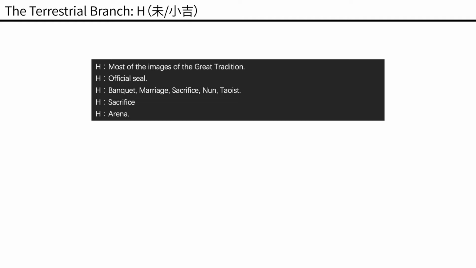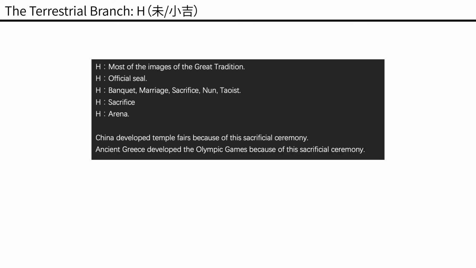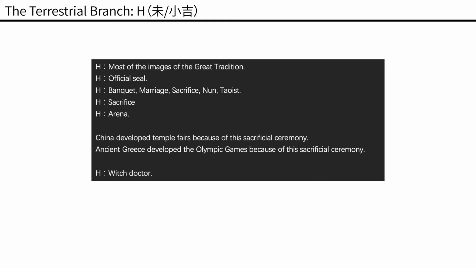Because H represents sacrifice, the ancient way of sacrifice was that people competed in front of a statue of a god. So H also represents the meaning of an arena. China developed temple fires because of this sacrificial ceremony, and ancient Greece developed the Olympic Games because of this sacrificial ceremony. The doctor represented by H is different from normal doctors. The doctor represented by H is a witch doctor who uses mysterious methods and predicts the future to treat patients.